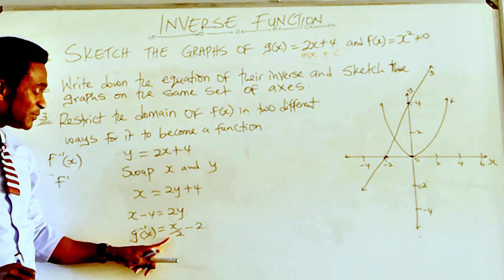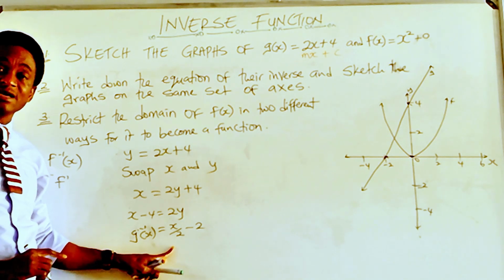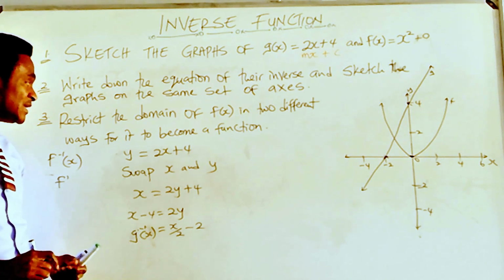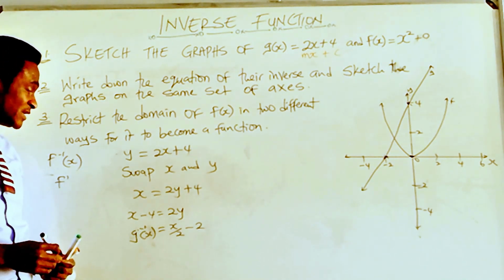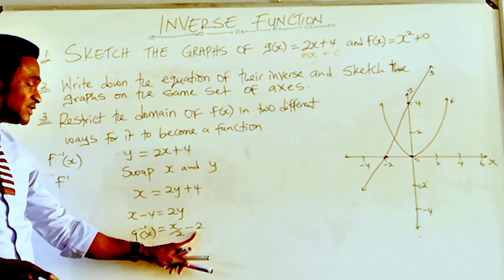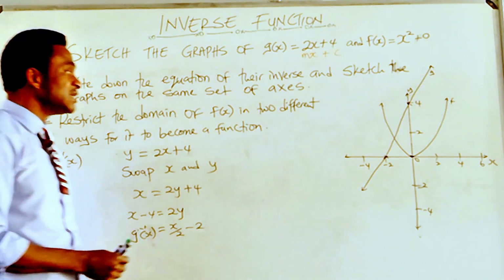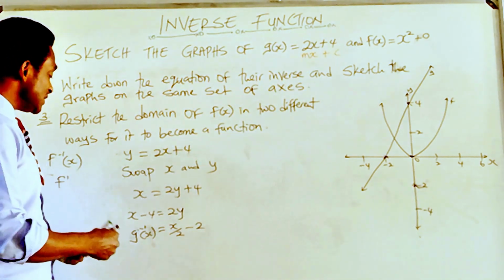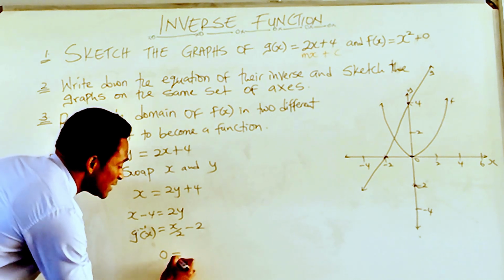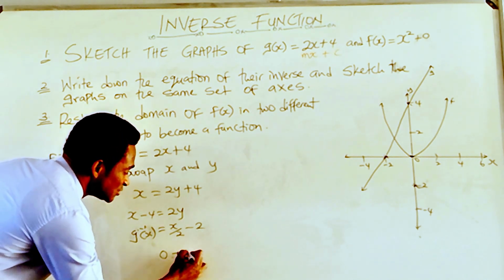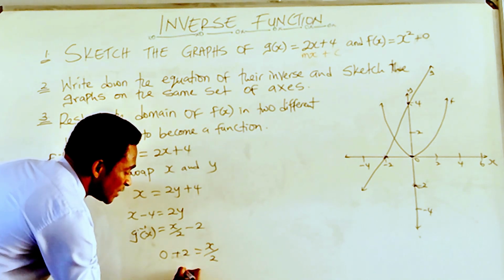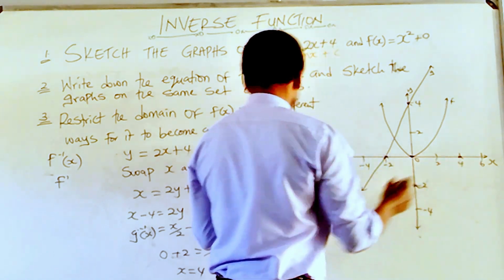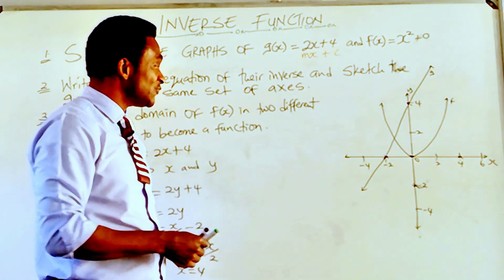If we check properly, we'll see that this also generated a linear function. So the inverse of a linear function gives you a linear function. What do we do next? Let's sketch the graph of the inverse on the same set of axes. -2 is our c, so that serves as our y-intercept. For our x-intercept, we make y 0, so we have 0 plus 2 equals x over 2. So x equals 4. Our x-intercept will be at x equals 4.